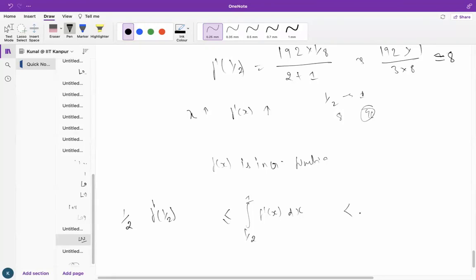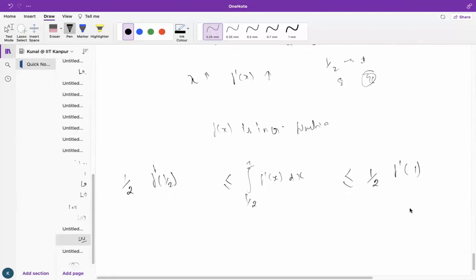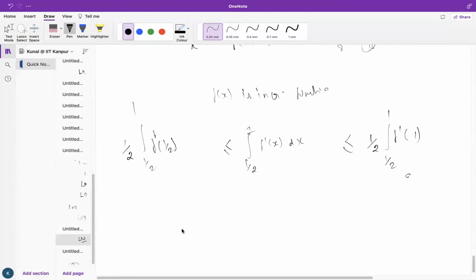I hope you'll all understand what I'm doing here. I'm just using the concept of the previous class. There will be 1 by 2, and f dash of 1, so we will get 96. And we have to integrate it from 1 by 2 to 1. So what will we get when we integrate this? We will get 8x minus 4. Try to integrate it, I'm not going to repeat the first lecture things. And when we integrate this, what will we get? 96x minus 48.